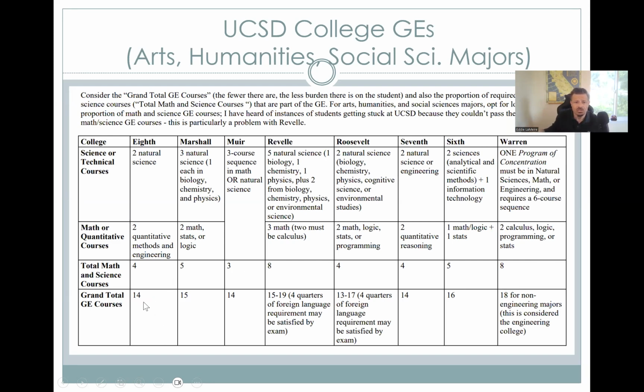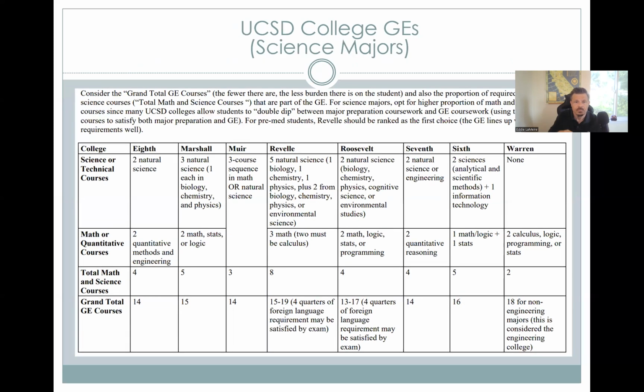So total math, total GE courses, you're getting the best shake from Muir, or 7th or 8th. You're getting the worst shake from Revelle, which is making you do up to 19 plus 8 math or science courses. So if you don't like math or science stuff, stay away from Revelle like it's long COVID.